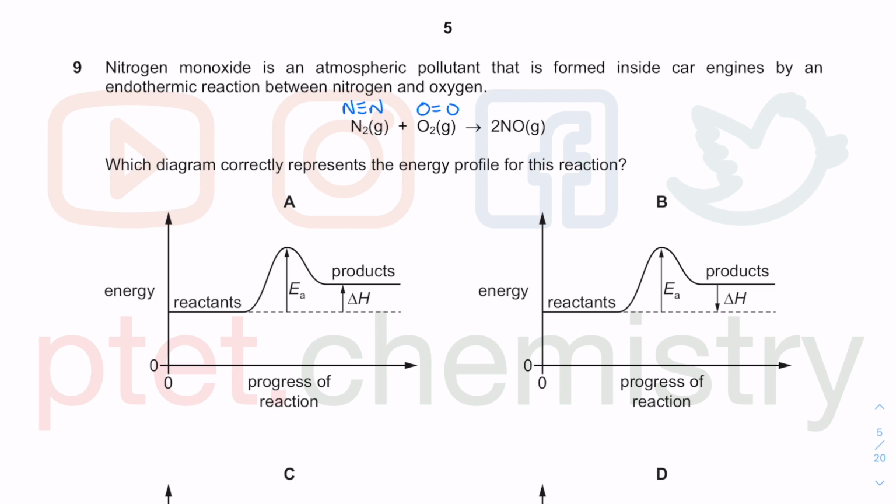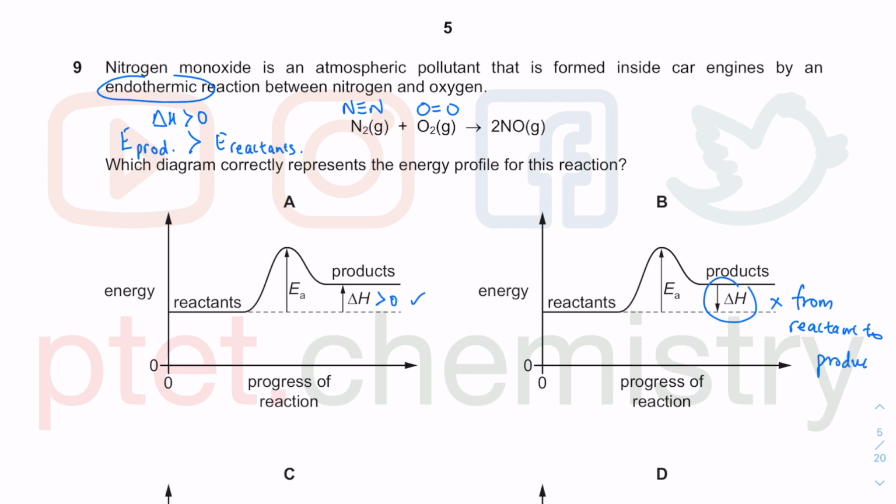So we're looking at endothermic reaction. So this means delta H is greater than 0. That means the reactants absorb energy. So the energy of product is higher than the energy levels of your reactants. Your delta H is going upward. This is correct. Your delta H is not really correct there, because it should be from reactant to product. It should be from reactant energy level to product and not the other way around.